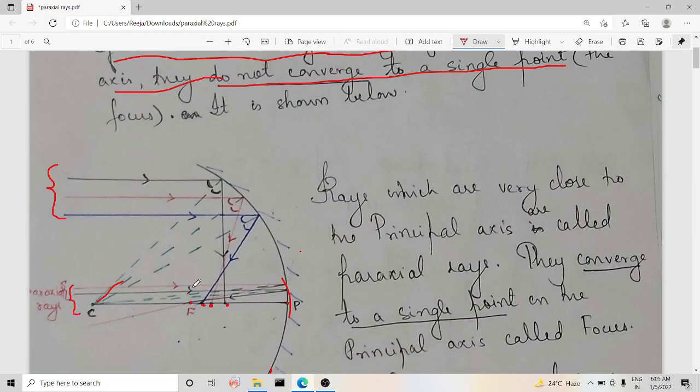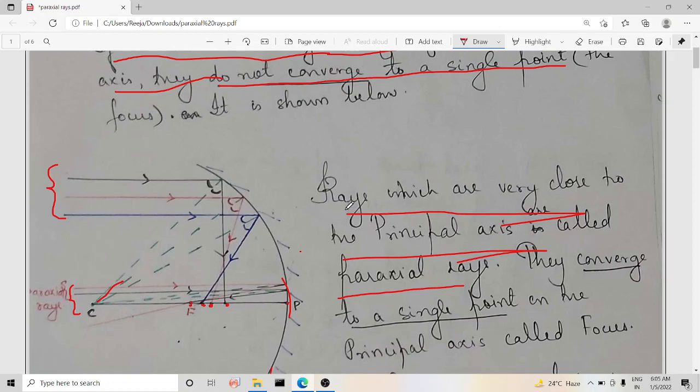When the incident rays are very close to the principal axis, as I have drawn here, see all these rays, they converge through the focus itself, a single point, as we have expected. So it is only the paraxial rays, these rays which are very close to the principal axis, that are called paraxial rays. Only the paraxial rays converge to a single point on the principal axis, that is, to the focus.